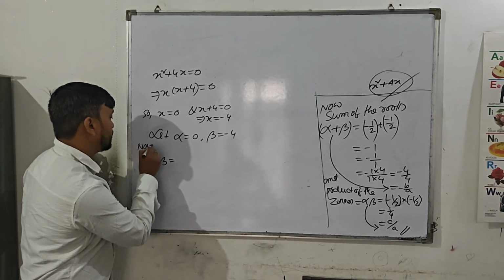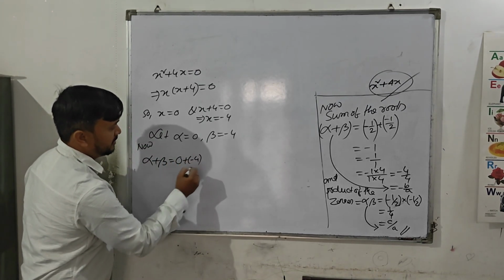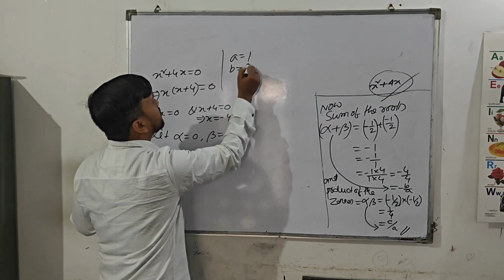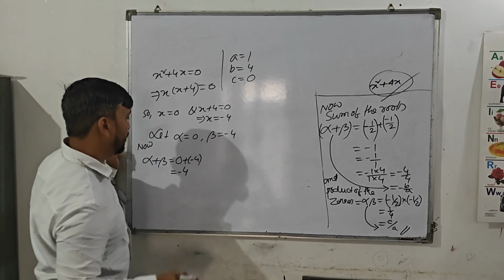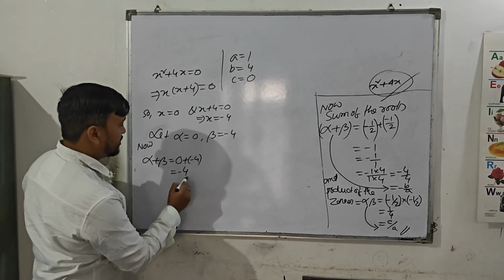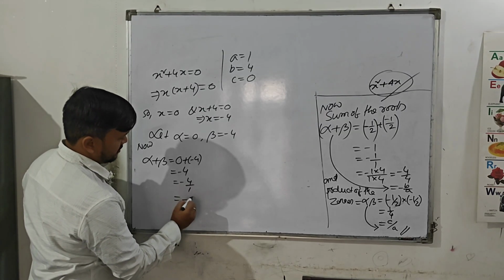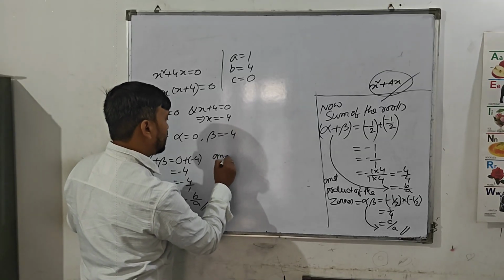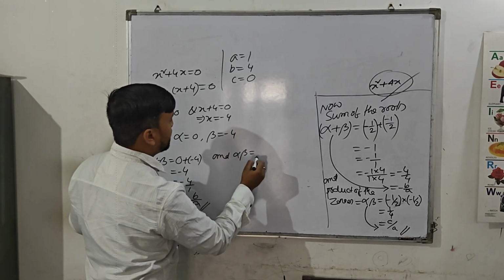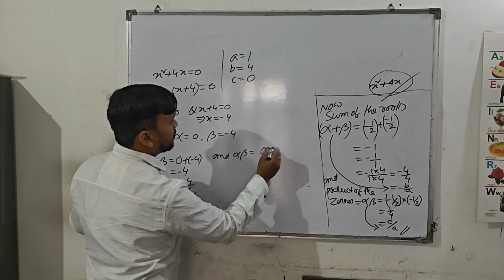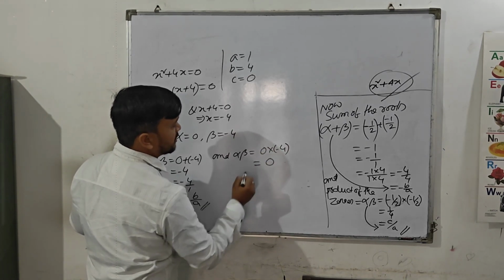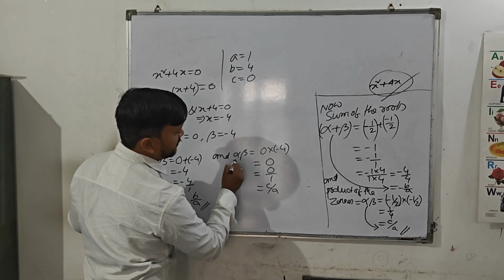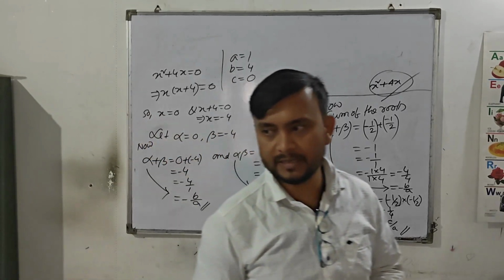Now the sum of the zeros, alpha plus beta, is -4. Here, what is the value of a? 1. b is 4, c is 0, so I'm getting -4. No worries, I can write it like this: -b by a. This is verified. And the product of the roots is c by a. Anyway, the values are 0 and -4. What will be their product? 0. 0 can be written as 0 by 1, that means c by a. So you can solve it easily like this.